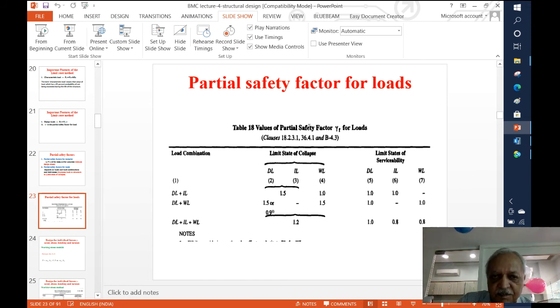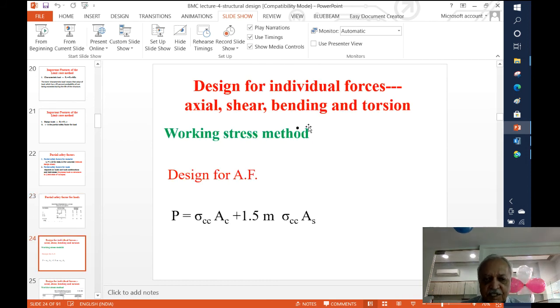Now having considered all these basic concepts over here, we now say that let us see that our objective is to design the different members under different types of loads. Okay. So we say that we have got the structure where various members are carrying different types of forces.